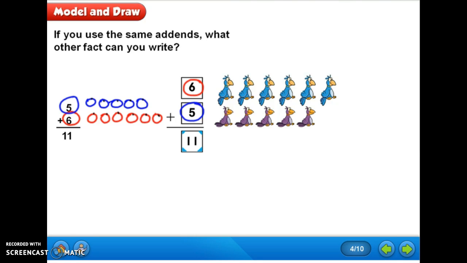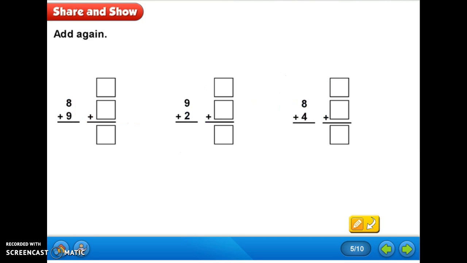Excellent. All right, let's look at a couple more just to practice. Okay, so we're going to add, change the order of the addends, and add again. Okay, so I have 8 plus 9. I'm going to draw some X's down below just to help me stay organized.